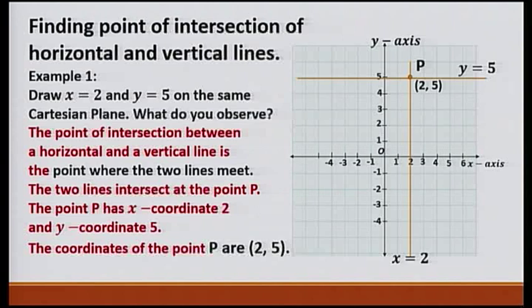The point of intersection between the y-axis and the line y is equal to 5 is 0, 5, and we can label it as the point Q. Now, the point of intersection between the x-axis and the line x is equal to 2 is 2, 0. We can label it as the point R.